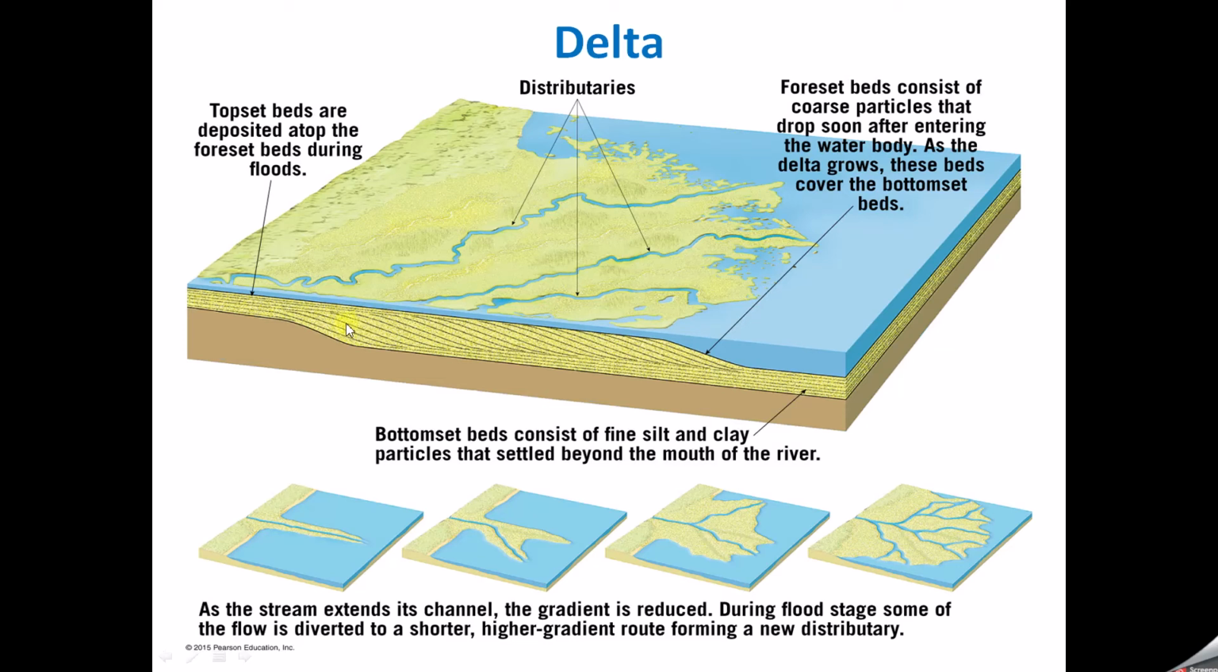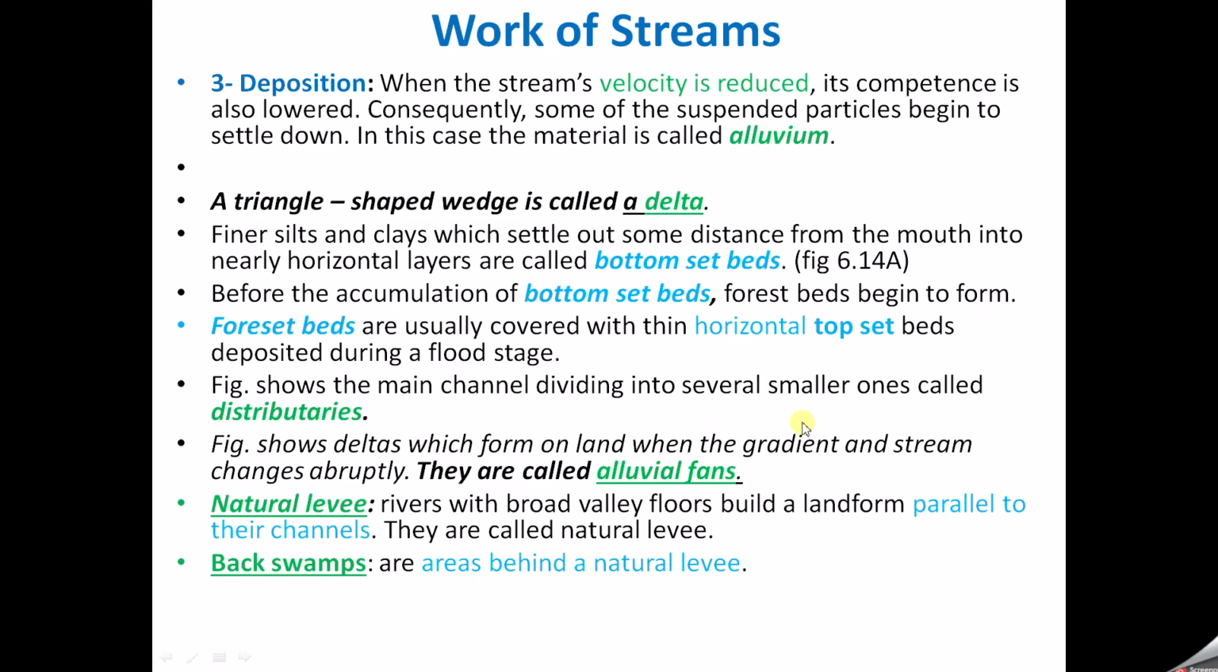The delta has three main beds. Above is the top sets, below it the bottom sets. Bottom sets are mostly clay and silt, fine grain size. As you go up to the foresets, it's coarser grain, sand and gravel, and it gets coarsest at the top set. So let's go back. The main channel divides into several smaller ones called distributaries.